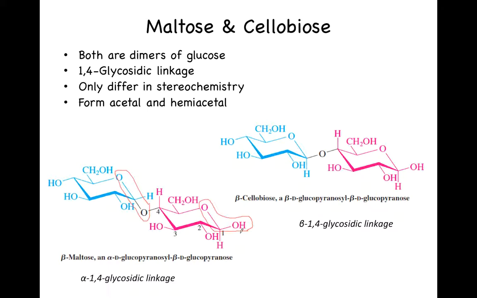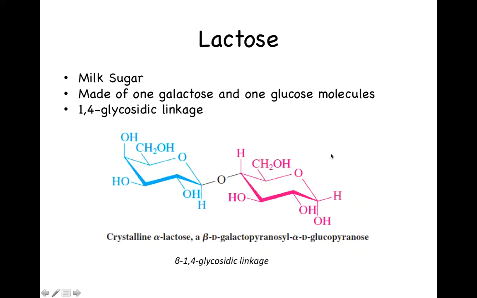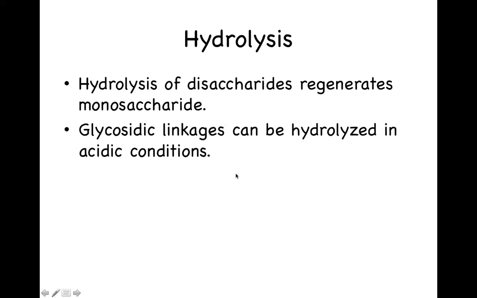OH group. There is a difference between maltose and cellulose in their stereochemistry. Simply, maltose is an alpha 1,4 glycosidic linkage because this bond is pointing downward, and cellulose is a beta 1,4 glycosidic linkage because this bond is pointing upward. Lactose is simply a milk sugar. It's very similar to cellulose and maltose, but it is made of one galactose molecule and one glucose molecule. So the galactose is shown in blue, and then the glucose is shown in red.